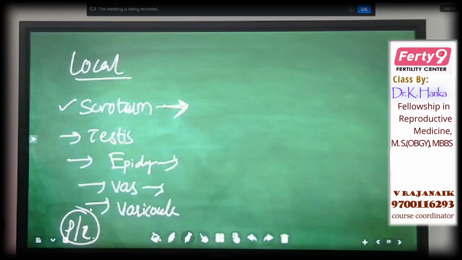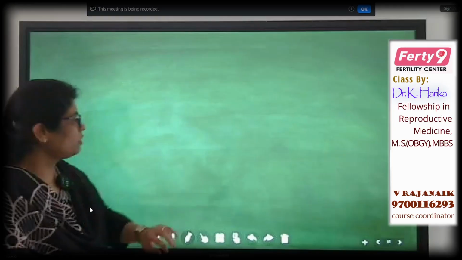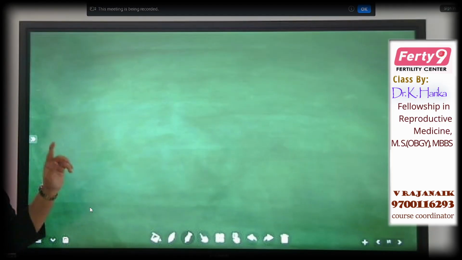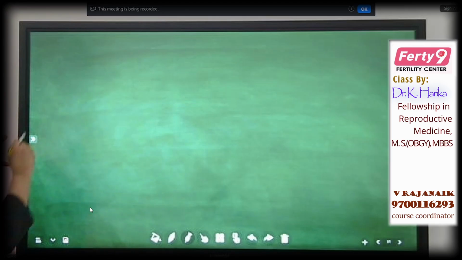Next, per rectal examination. On per rectal examination, you can make out seminal vesicles and ejaculatory ducts. Generally you can't feel them, but they will be palpable only on per rectal examination. This is local examination. Also, whether there is any hypospadias or epispadias, you can see on seeing the phallus. Next, this is regarding the examination. Coming to the most important thing, investigations.